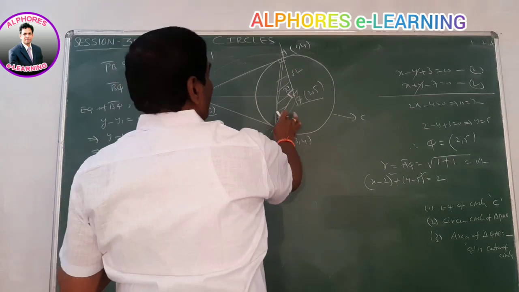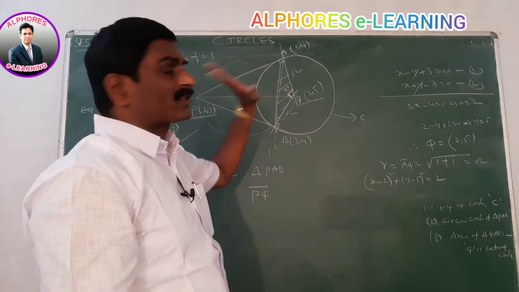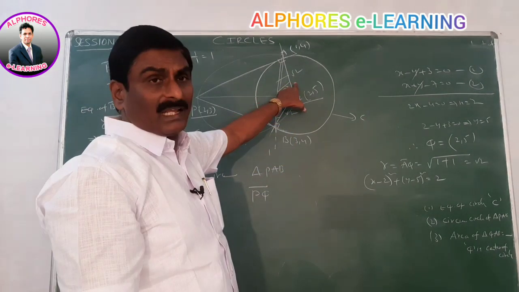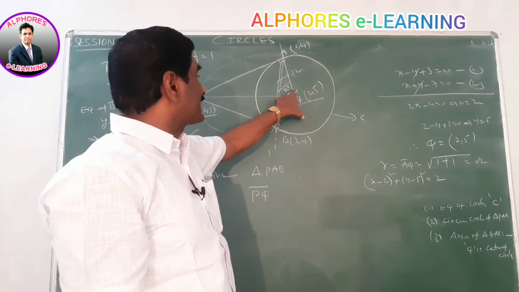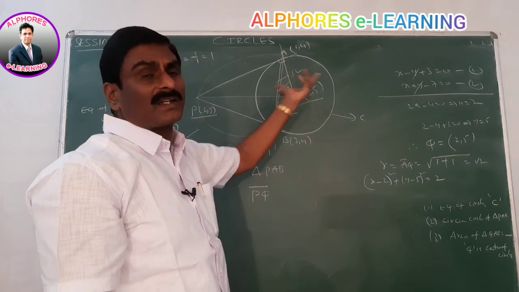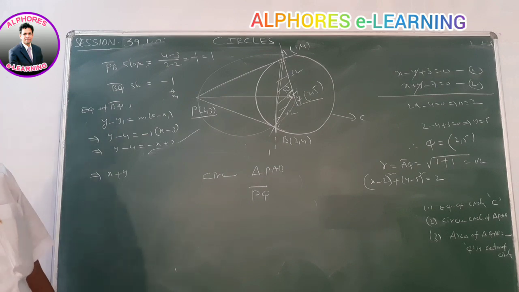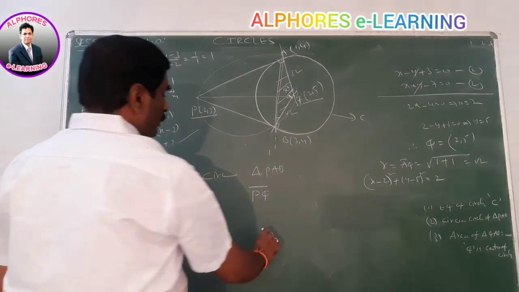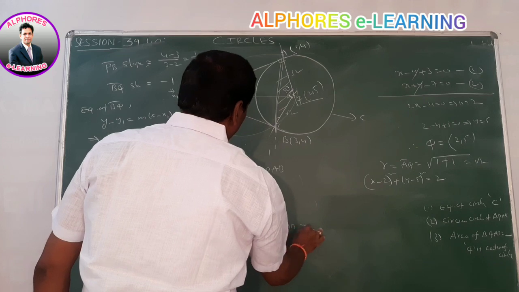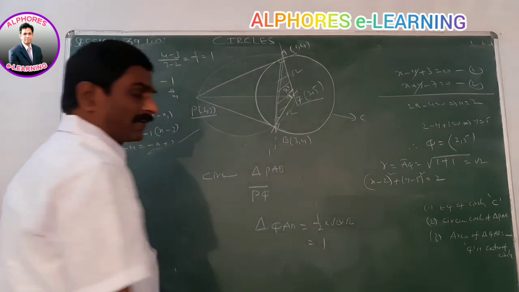Area is half into base into height. Half into root 2 into root 2, that means 1 square unit. It is the right angle triangle. These two are known values. This angle is 90 degrees. That means this is base, this is height. By using the formula half into base into height, we find the area of triangle QAB. Triangle QAB area is equal to half into root 2 into root 2, that is equal to 1 square unit.